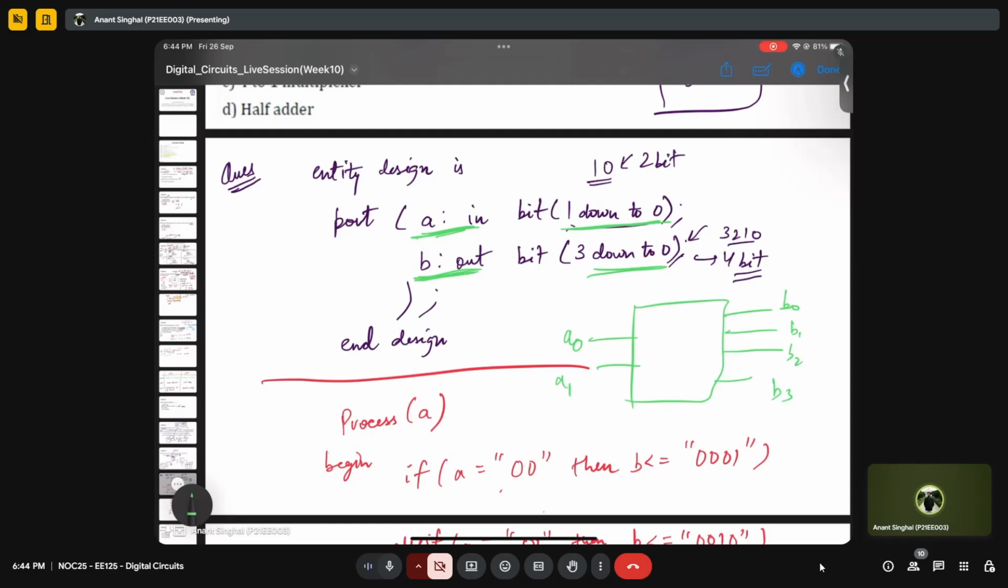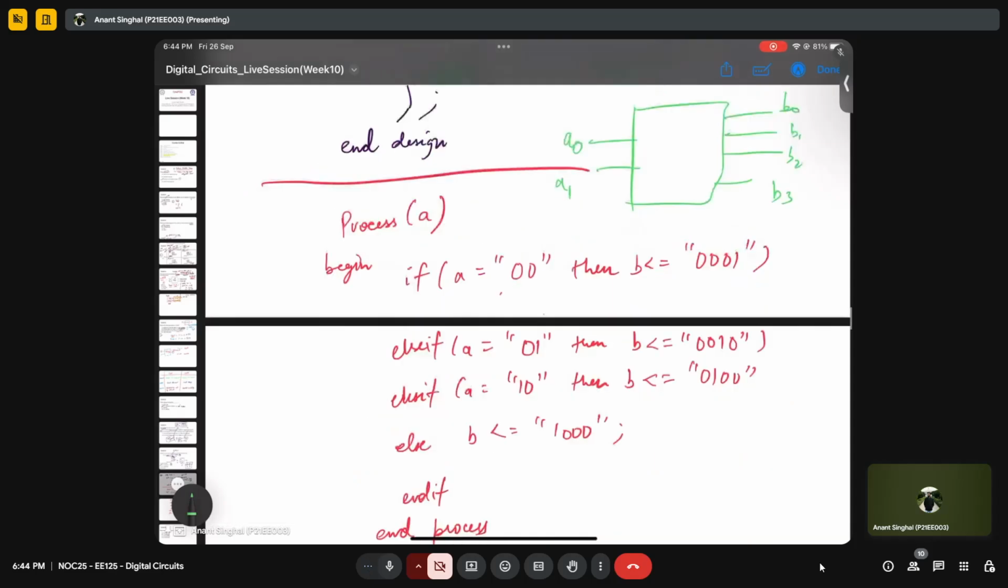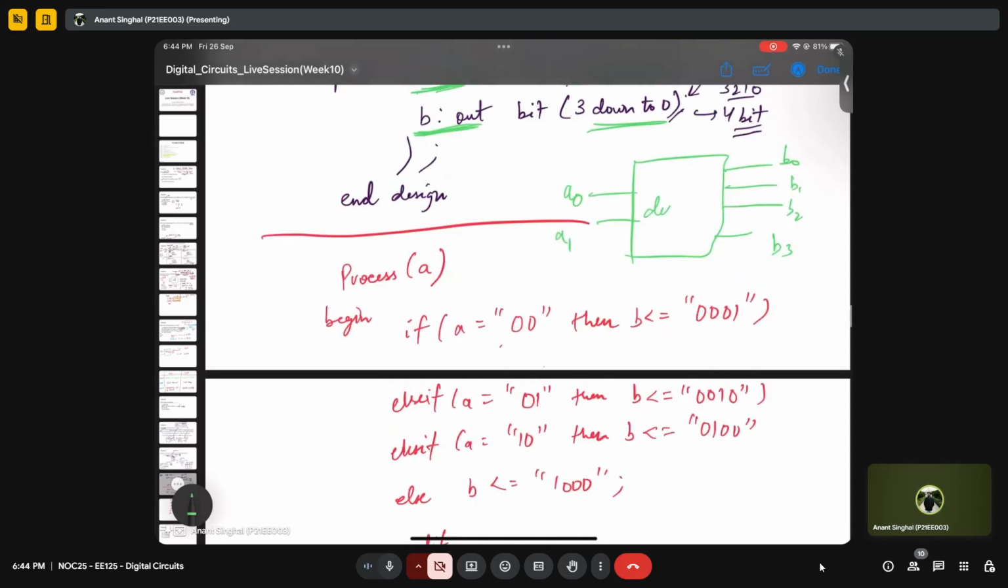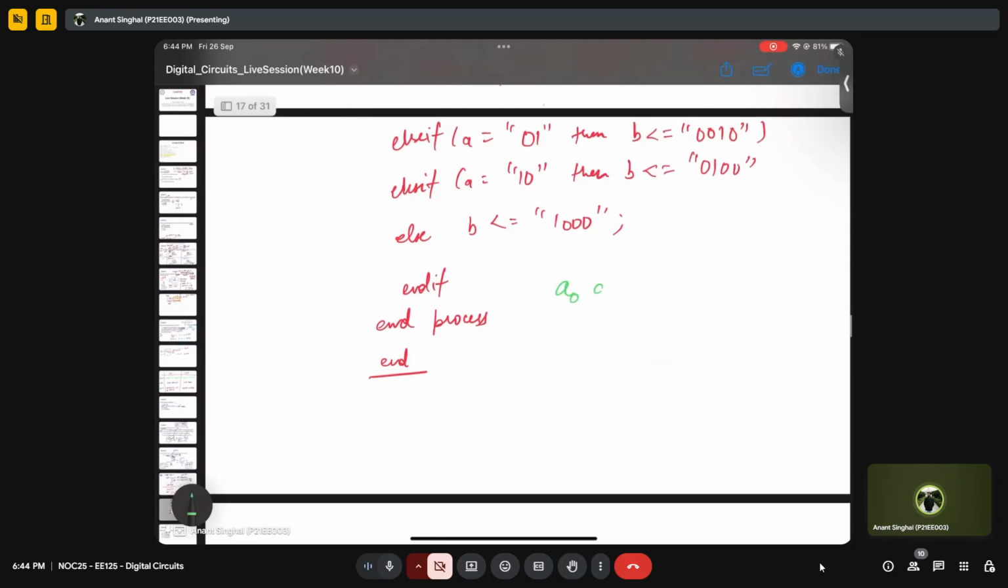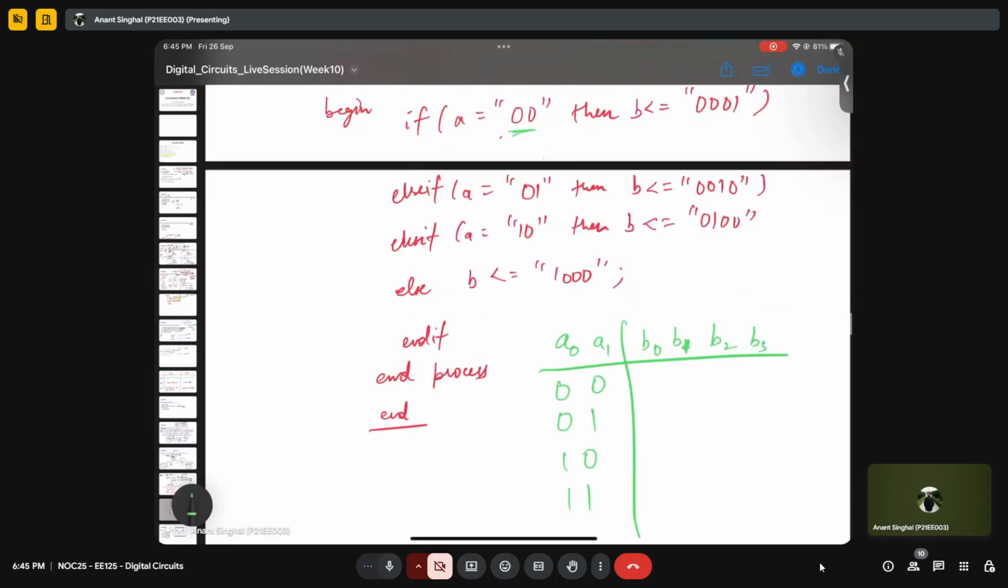So this is some circuit that it is pointing towards, which is called a design in the entity. And now for the working of this, if I try to make the truth table, B0, B1, B2, B3, it says there can be four possibilities. So when it is 0, 0 here, the output should be 0, 0, 0, 1.